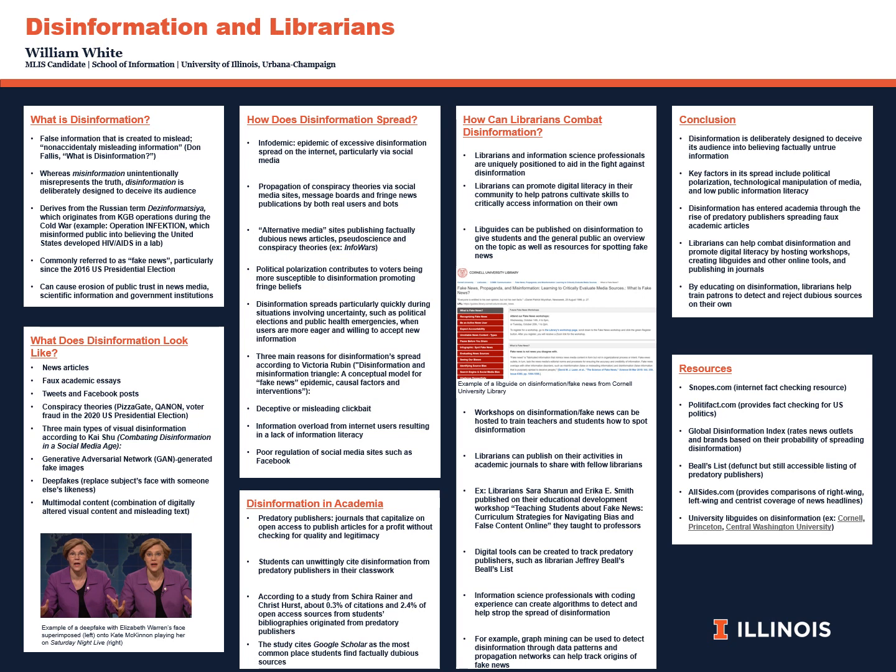There are also, according to the scholar Kai Shu, three main types of visual disinformation: generative adversarial network, or GAN-generated, fake images; deep fakes, which replace the subject's face with someone else's likeness; and multimodal content, which is a combination of digitally altered visual content and misleading text.